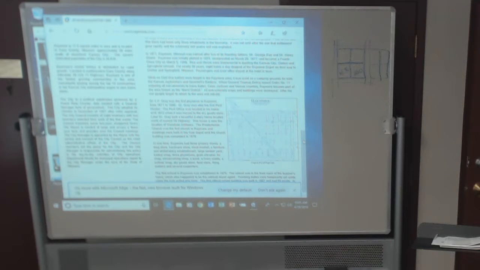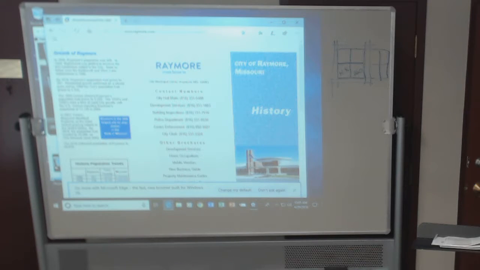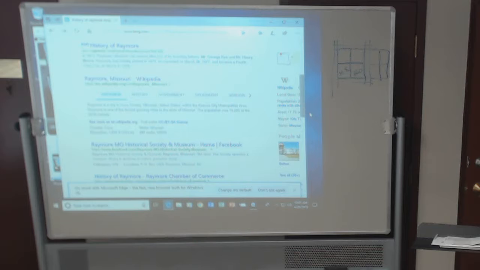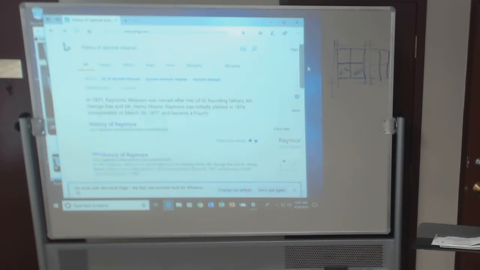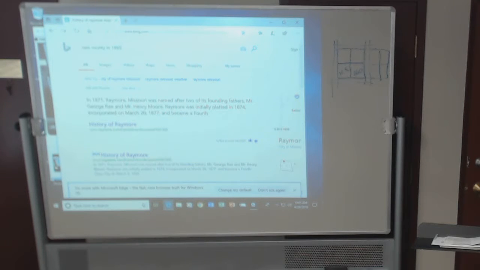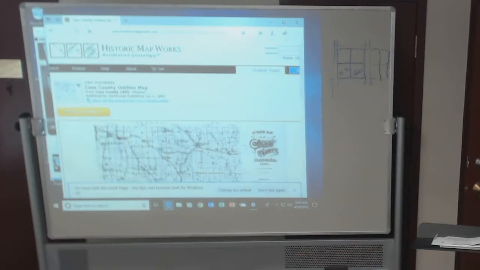Maybe we should talk a little bit more about these township things. Maybe I should show you a picture of some of these township things. Let's see. So here's where, go to the history, and that should tell you something about the history of Raymore. Raymore, Wikipedia. Let's just go back up here and Google something. Cass County. In 1895. Let's see what this looks like.